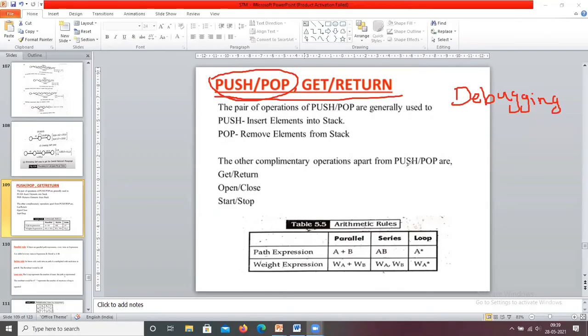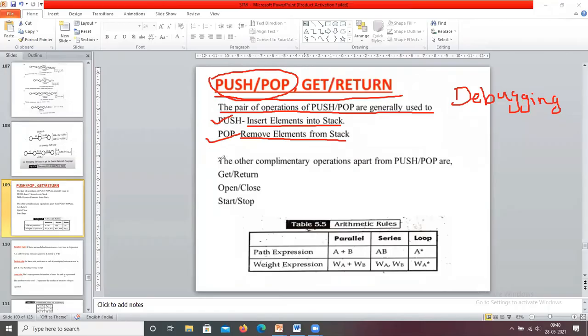So considering all possible paths through the routines, what is the net effect of the routine? That means if you push or pop, how many times are you going to execute this routine, in how many paths, and under what conditions are you going to execute these paths? Okay, coming to here, the pair of operations push pop are generally used to insert elements into the stack, which we call a push, and remove elements from the stack, which we call a pop.